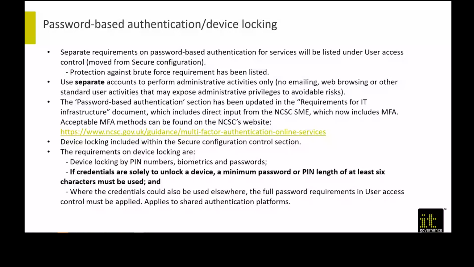Protection against brute force requirement has been listed. This can be met by implementing one or more of the following technical controls: multi-factor authentication; throttling the rate of attempts, which means the time the user must wait between attempts increases with each unsuccessful attempt, and this should permit no more than 10 guesses in 5 minutes; and finally, locking accounts after no more than 10 unsuccessful attempts. So there are separate requirements on password-based authentication for services, and this will be listed under user access control in the requirements for infrastructure document, and that has moved from secure configuration.